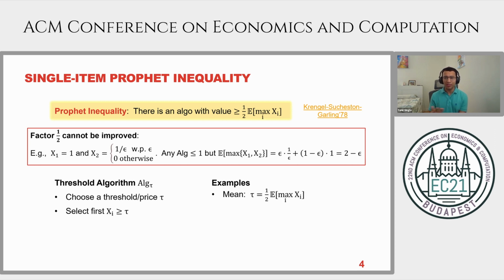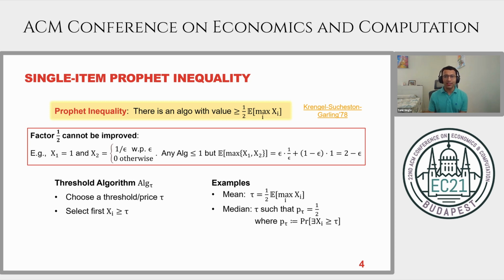To give you some examples of such thresholds, one is what I'll call the mean threshold, where the threshold is chosen by looking at the expected max of all these xi's. Notice you know all the distributions, so you can compute this expected max of xi upfront and set the threshold to be half of that. So this is what I'm going to call the mean threshold.